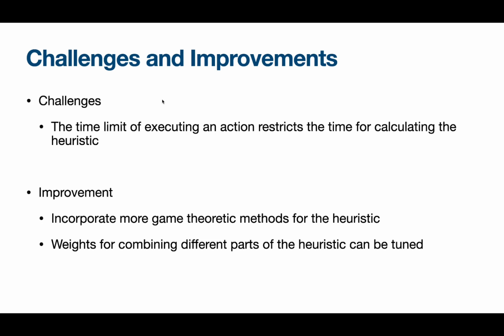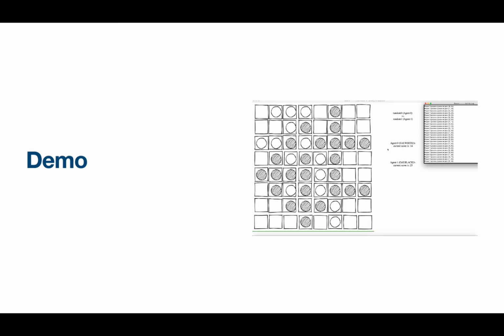valid actions. The challenge we have in implementing this technique is mainly due to the time limit of executing an action, which restricts the time for us to calculate the heuristic. And the potential improvements of this technique are to incorporate more game theoretic methods to build a better heuristic, or tuning the weights to find a better heuristic. Let's look at the demo of two greedy agents competing against each other.